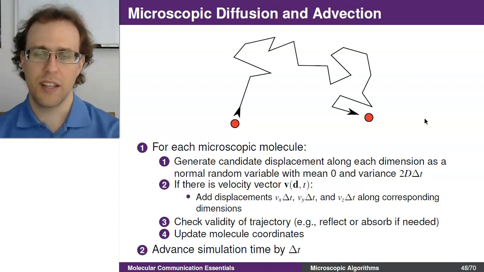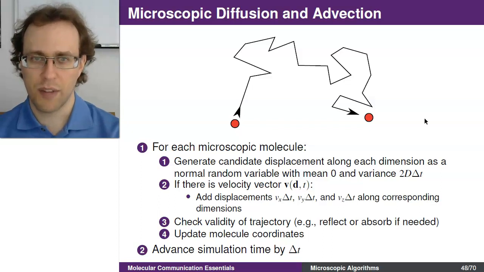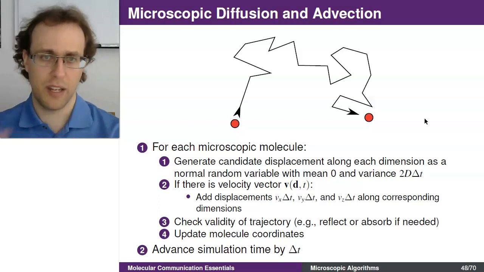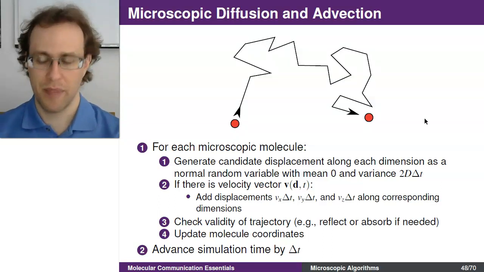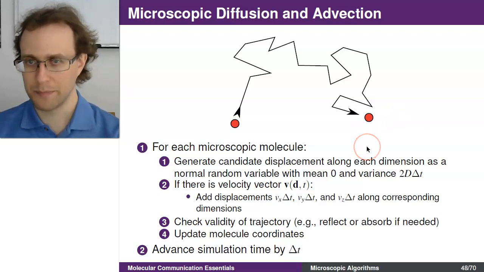And then assuming that the trajectory is valid, or if you've updated it, like if you need to do a reflection against a wall, you just have to update your molecule coordinates. And once you've done that for all of your molecules in your system, then you go ahead and you advance the simulation time by the time step, delta t.